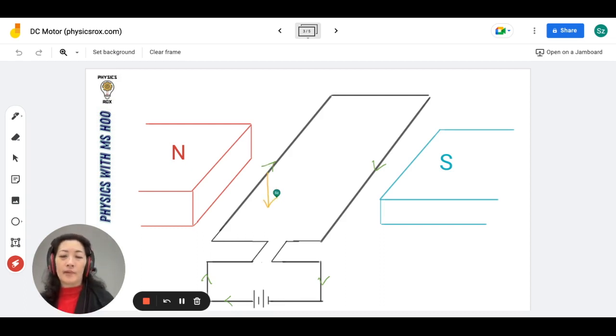So obviously, if this was moving down, this has to move in the opposite direction. Obviously, it's going up. So if you want to double check, you can. We have north to south. Now, the current's coming towards you, and you find that your thumb is pointing up, which means that the force is moving upwards.